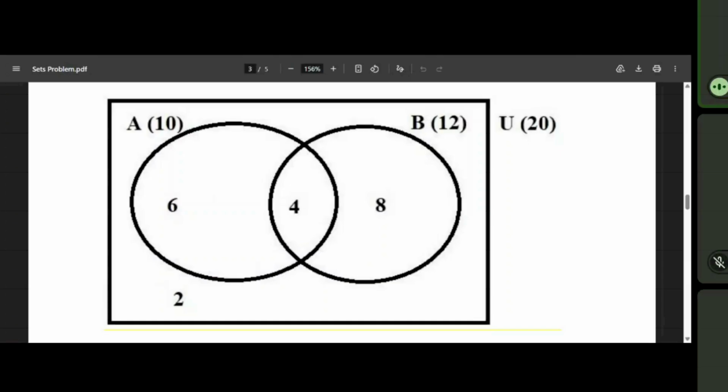Most likely they are battling malaria. But because this exercise involves only diabetes and BP patients, that is why we illustrate them in the Venn diagram that we are seeing.